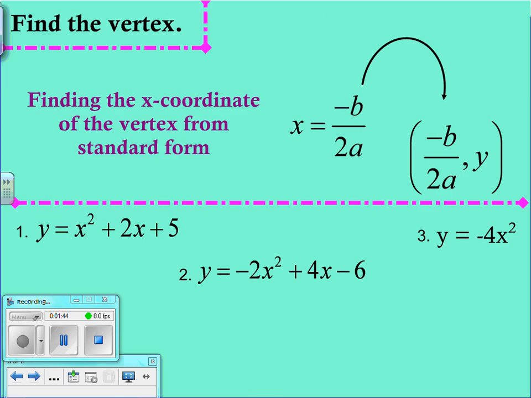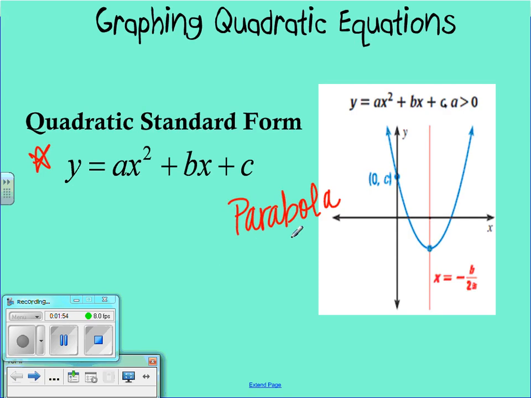All right, our first step was to find the vertex. Make sure you are writing down finding the vertex. Let me show you what the vertex is. The vertex is simply the lowest point, or if this was upside down, like this one, it would be the highest point of the graph. That is called the vertex, also known as the minimum or the maximum. If the parabola opens up, the vertex is the minimum. If the parabola opens down, the vertex is the maximum.